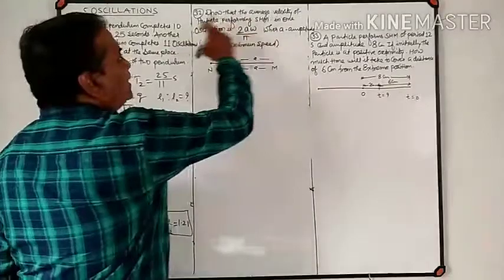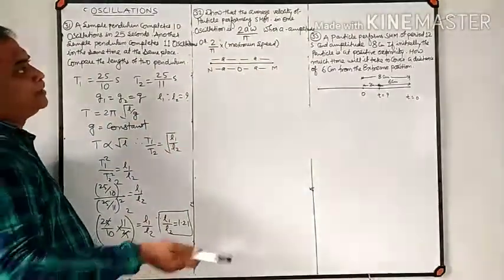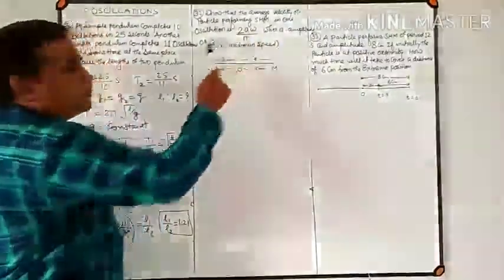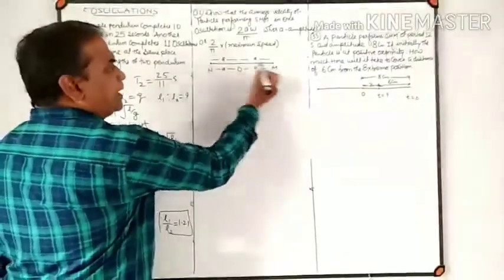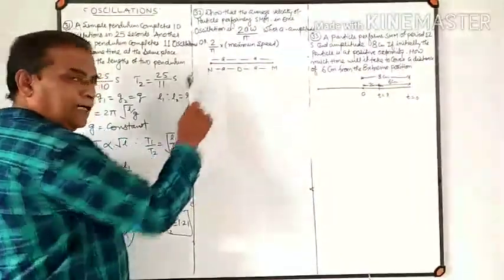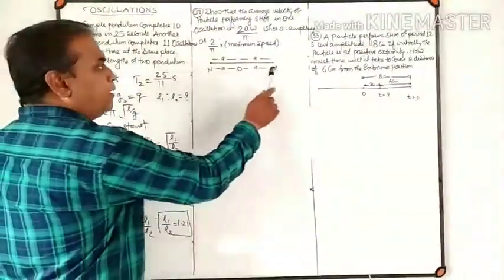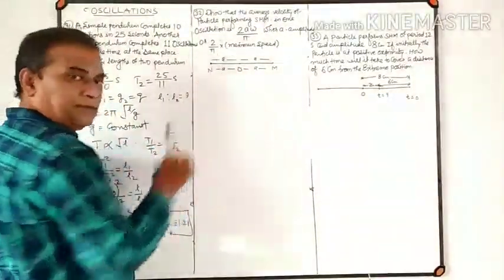Now the second one is again quite easy, quite simple. Show that the average velocity of a particle performing SHM in one complete oscillation is given by the formula 2 a omega upon pi. Or sometimes it may be asked: show that the average velocity of a particle performing SHM in one oscillation is 2 by pi into maximum speed. Here I have shown that the particle is performing SHM along the path MN of length 2a, meaning OM or MO length is A, and ON or NO length is A.